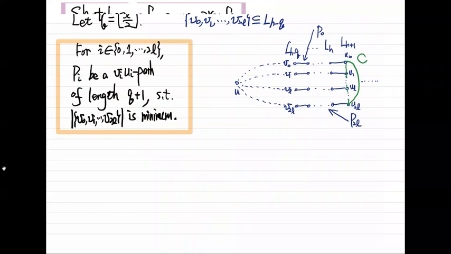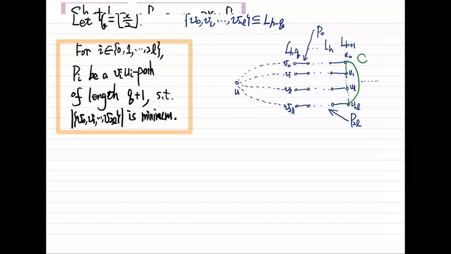We use H Q to denote the integer floor of L over two. Then we choose, we see that there is a path from the level H minus Q to L H plus one. So we can find a path from the level H minus Q to U_i for each i. We choose such a path denoted as P0, P1, P2 to P2L.